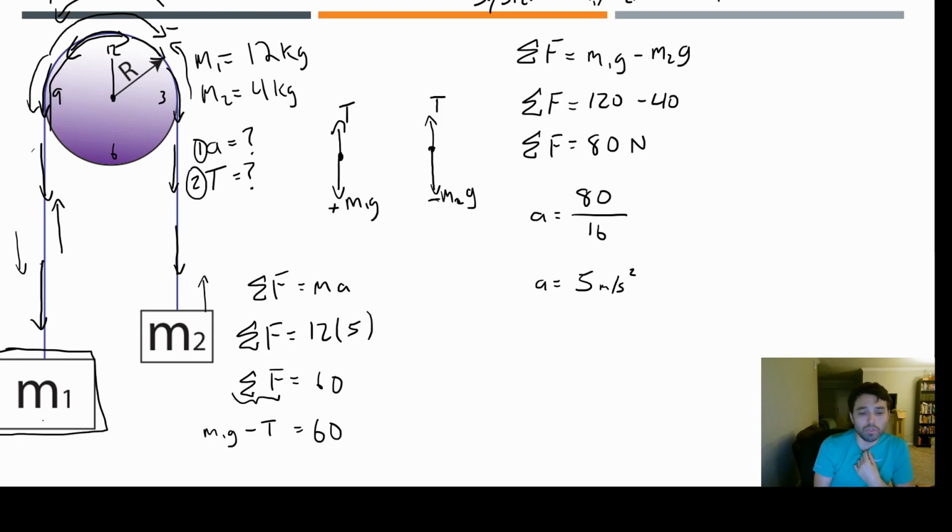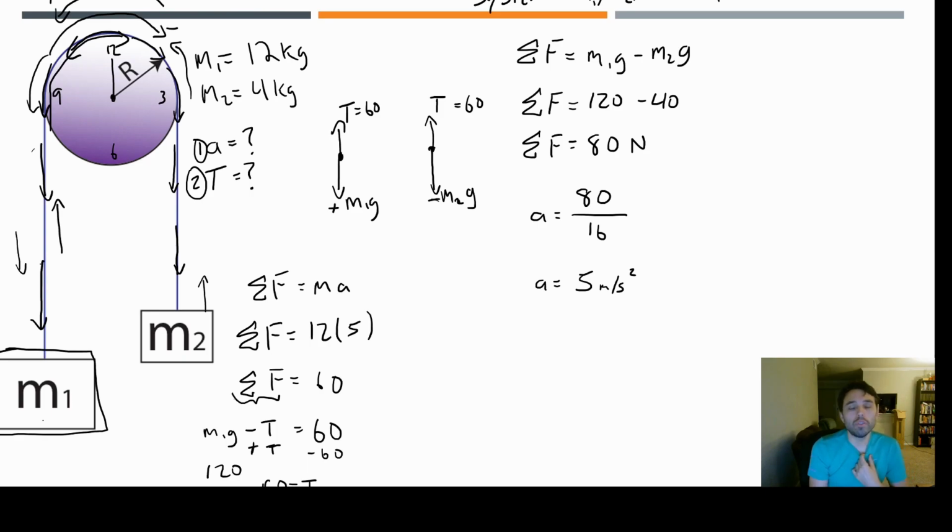So now we're just going to solve for tension. I know M1g is 120. I'm going to subtract the 60 over to this side, and add the tension to the other side. So I'm going to get 120 minus 60 equals positive tension, so 60 equals T. So my tension force is 60 newtons. So T equals 60 newtons on both of my free body diagrams, because it's one rope, so the same tension in both situations.